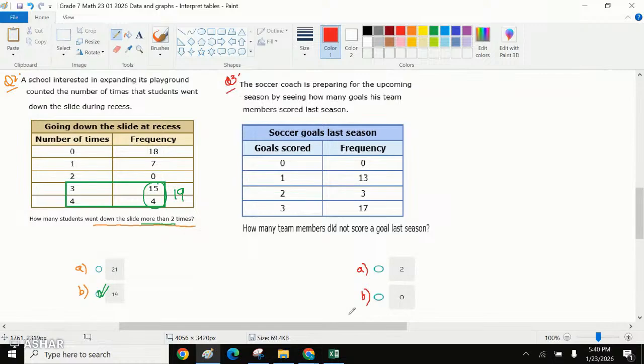There were 0 players who did not score, right? So the question could have been the other way around also. If it was a statement, all players scored a goal, we say yes, we say 0. Lowest frequency refers to the number of goals scored. That was 0, right? Thank you.